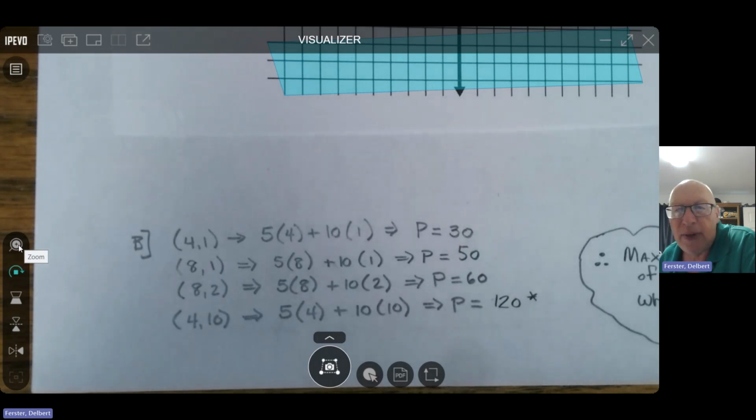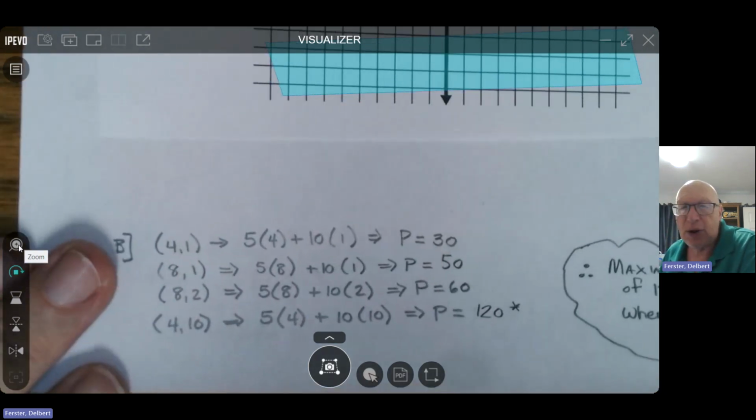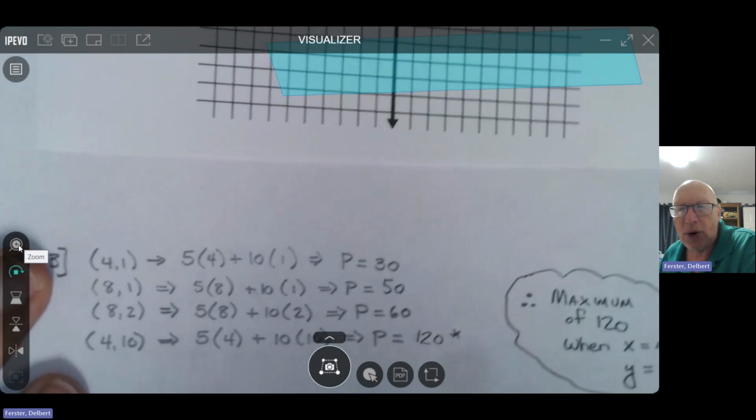I probably should have written it there, but that's what's going in. And you're substituting the x's and the y's into that function. So for the ordered pair (4, 1), it's 5 times 4, 10 times 1, gets you a value of 30. For (8, 1), it's 5 times 8, 10 times 1, gets you a value of 50. For (8, 2), you're going to throw in and get 60, and it looks like the maximum is going to exist when x is 4 and y is 10. And according to Dell's calculation, that's a value of 120.